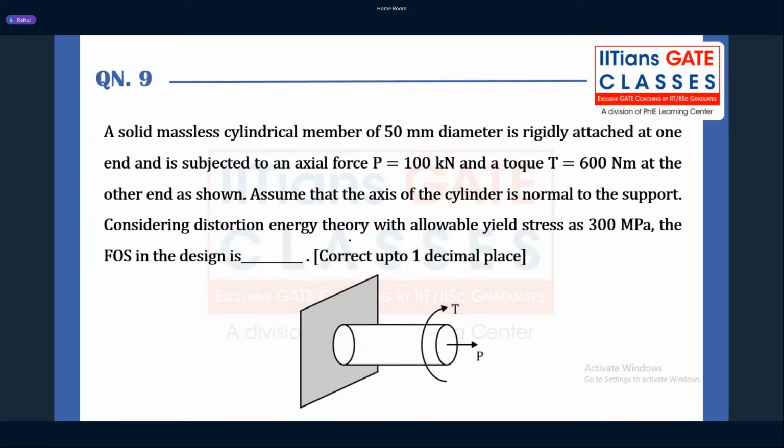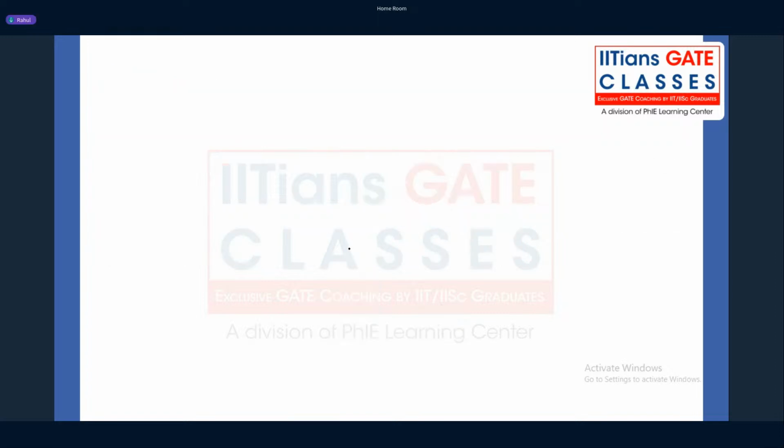So what we can discuss, guys, first of all, about the data: there is an axial force P of 100 kilonewton, and there is a torsion T applied, which is nothing but 600 Newton meter, guys. What are they asking? What is the factor of safety based on the maximum distortion energy theory, guys?